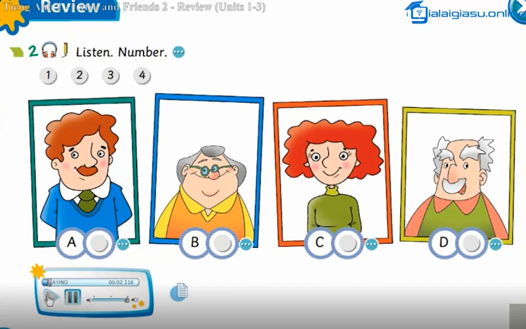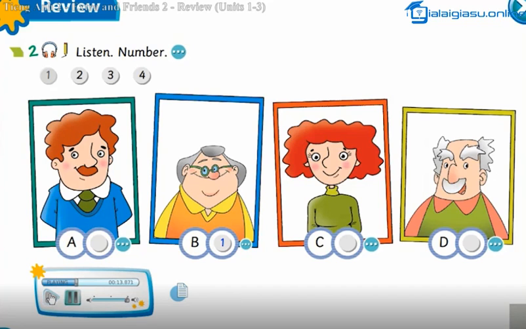1. This is my grandmother. So A, B, C, or D? Grandmother. Is picture B. Good job. How about number 2? Con số 2 sẽ vào bức tranh nào đây?